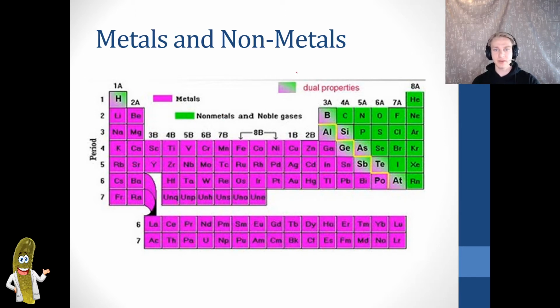The ones that have this shaded region like this, that means they have dual properties, meaning they could act like a metal, they could behave like a non-metal. What we'll talk about in a sec is just how that looks in terms of giving up or receiving electrons. That generally defines whether something is a metal or a non-metal.